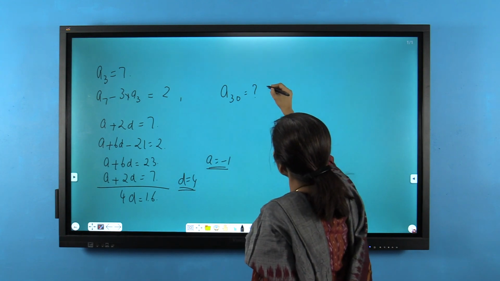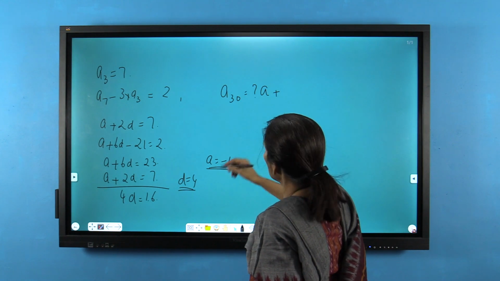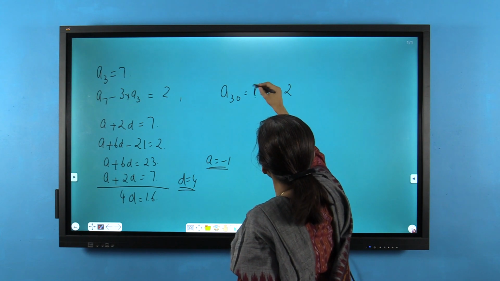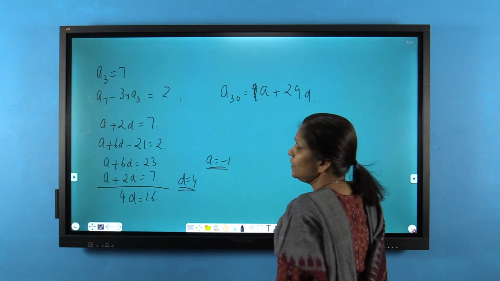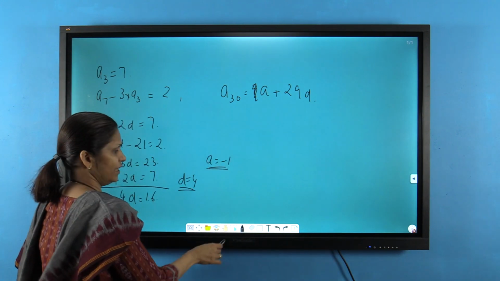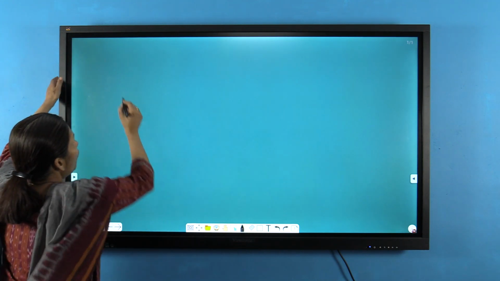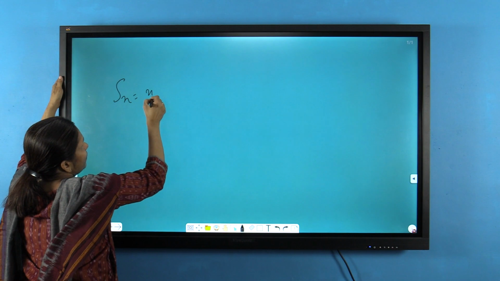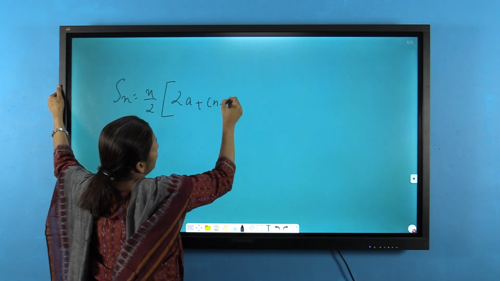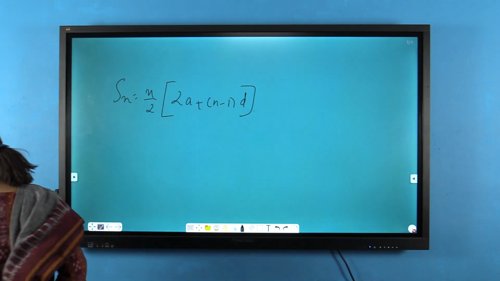What is it? It is A plus n minus 1, that is 29, A plus 29 into D. Substitute the values of A and D and then you get the answer. Now, I had told you before, what is the sum to n terms of an AP? It is n by 2 into 2a plus n minus 1 into d.